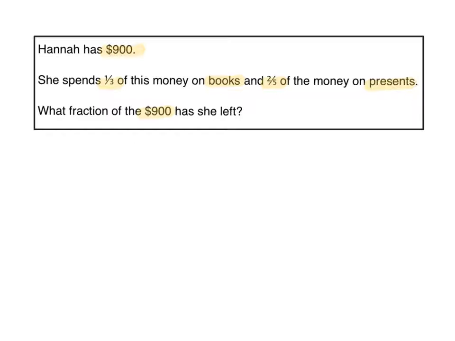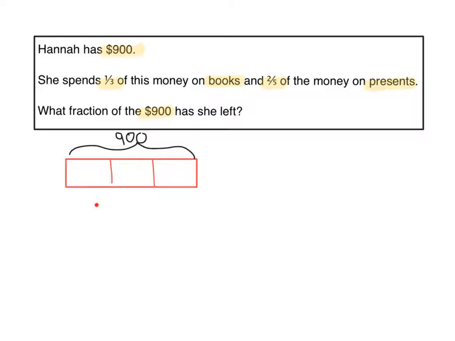So I'm going to draw a bar for books. Let's do books in red. So here's my books. And she spends a third on books. So I'm going to split that into 3. So that means the whole of this represents her $900. She spends a third on books. So I need to split this into 3 to figure out what 1/3 is.